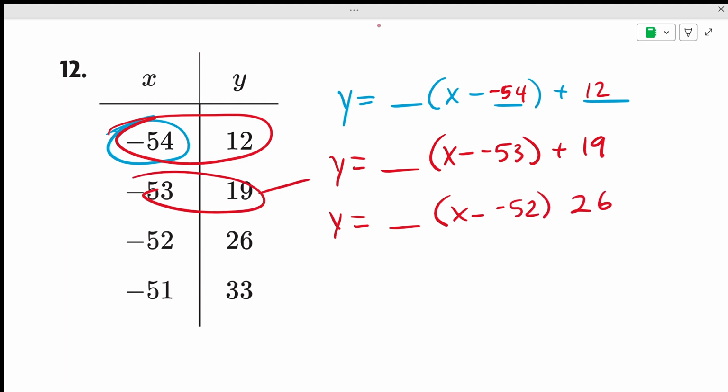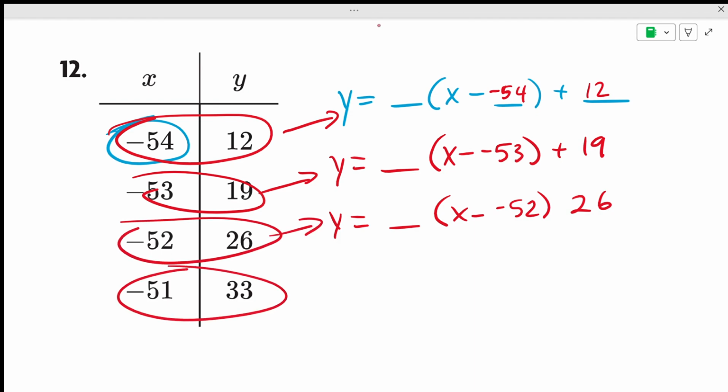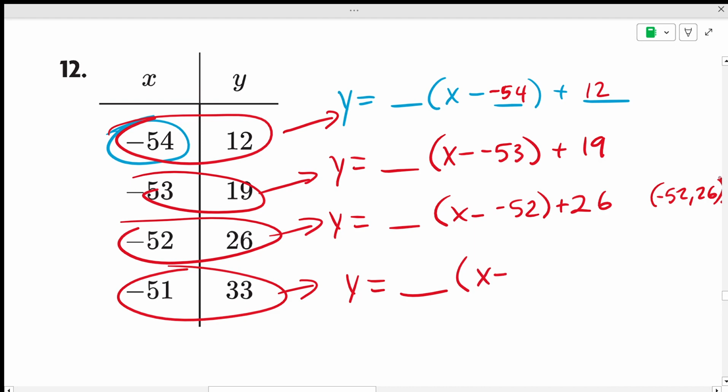As long as the numbers are side by side and they match up in the table or in a point, okay? For example, they may give you the point -52, 26. That's the same thing as being side by side in the table. All of those equations are correct.